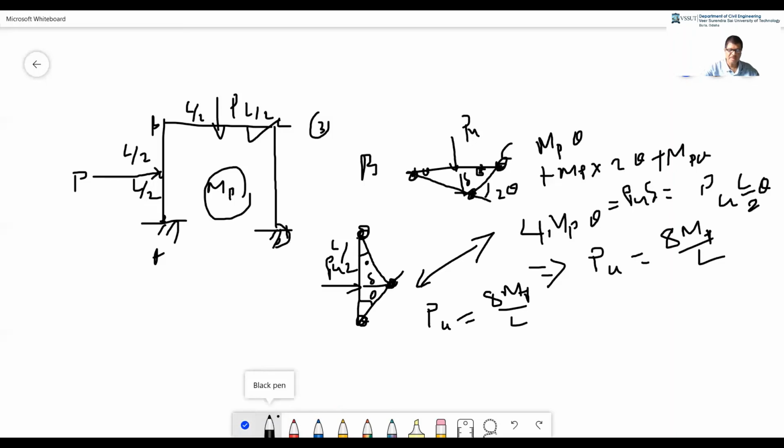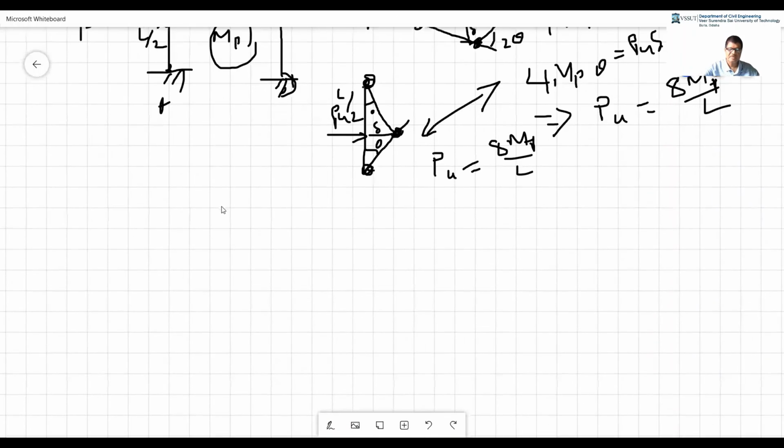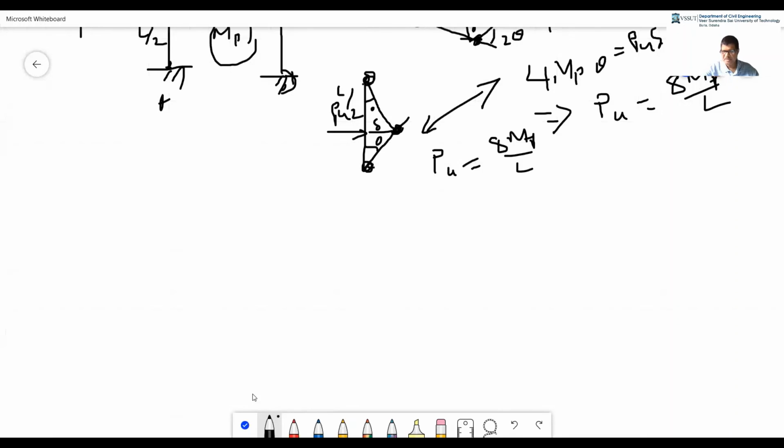Now if you come to the sway mechanism, how will we find out? In the sway mechanism, it will go like this. We have already done this.